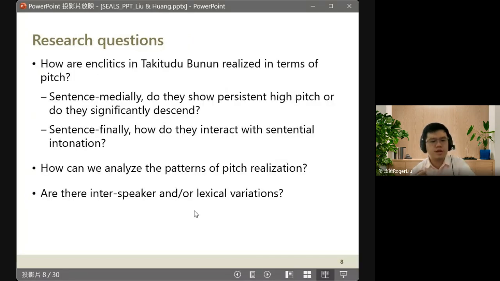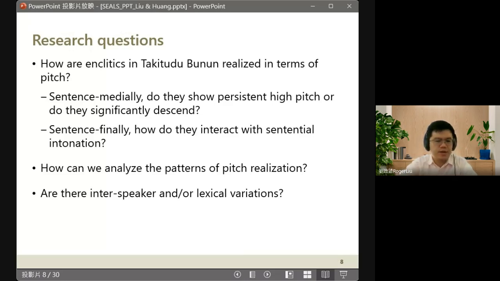The research questions are stated as the following. First, how are enclitics in Takitudu realized, especially in terms of pitch? So sentence medially, do they show persistent high pitch or do they significantly descend?